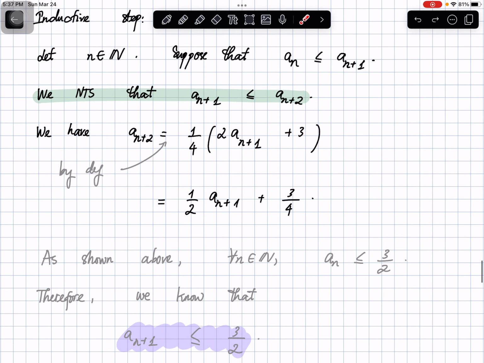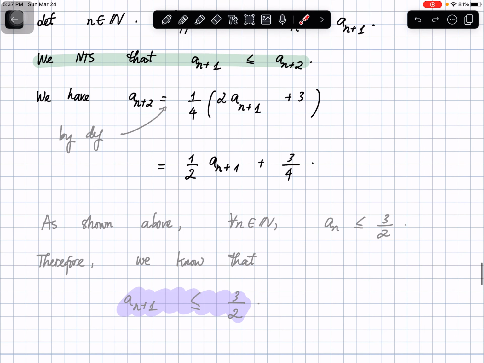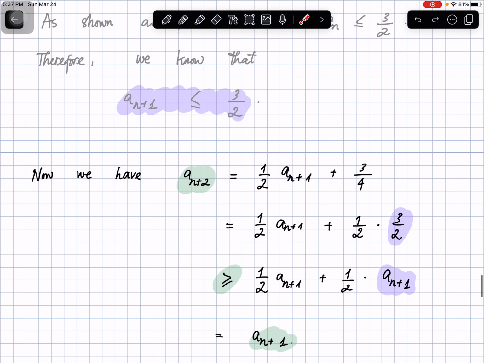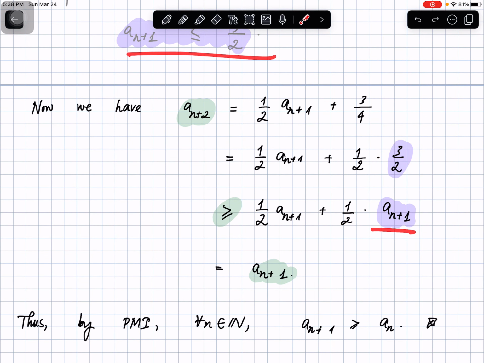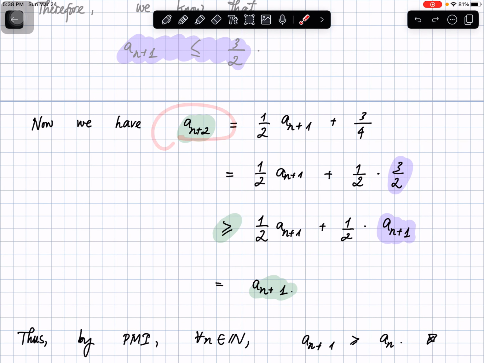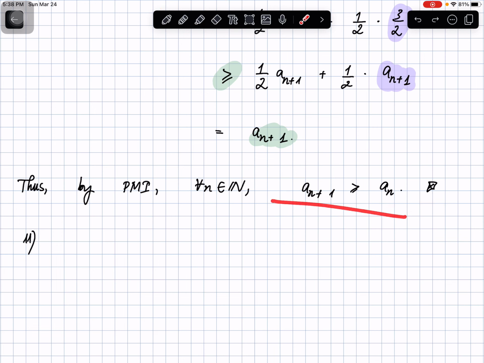Now recall that we did show that a_n is less than or equal to 3 over 2 for all natural number n. In particular, it is true for n+1. So a_{n+1} is less than or equal to 3 over 2. So we can use that right here. So 3 over 4 we can rewrite as 1 over 2 times 3 over 2. 3 over 2 is bigger than or equal to a_{n+1}. So therefore, this number is bigger than or equal to this one plus 1 over 2 times a_{n+1}. Just replace this one with the bigger one, and this is a_{n+1}. Therefore, a_{n+2} is bigger than or equal to a_{n+1}. So by induction, we prove the statement that a_{n+1} is greater than or equal to a_n for all natural number n.